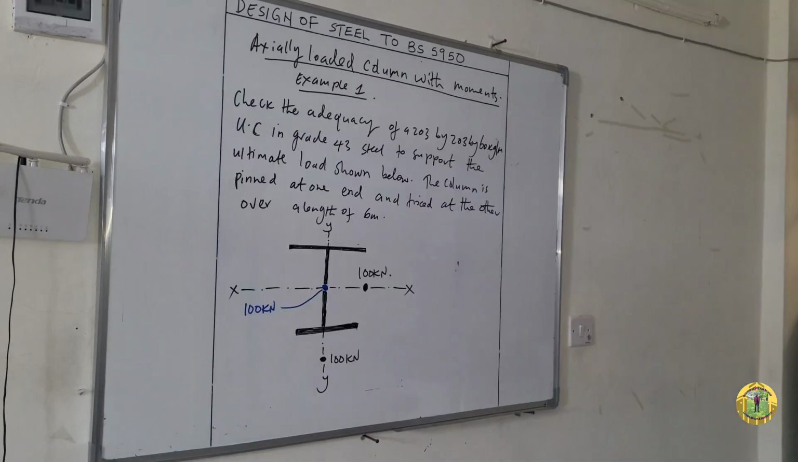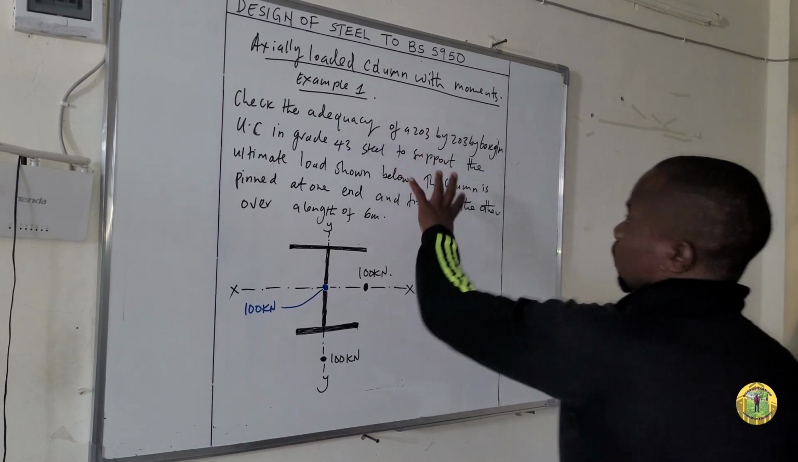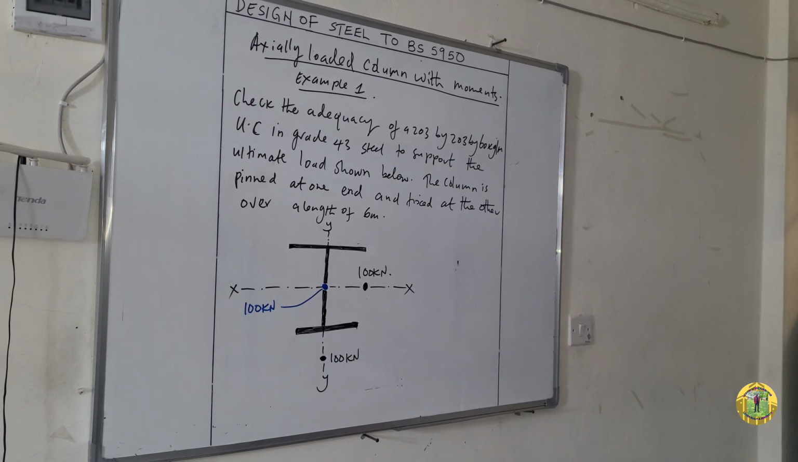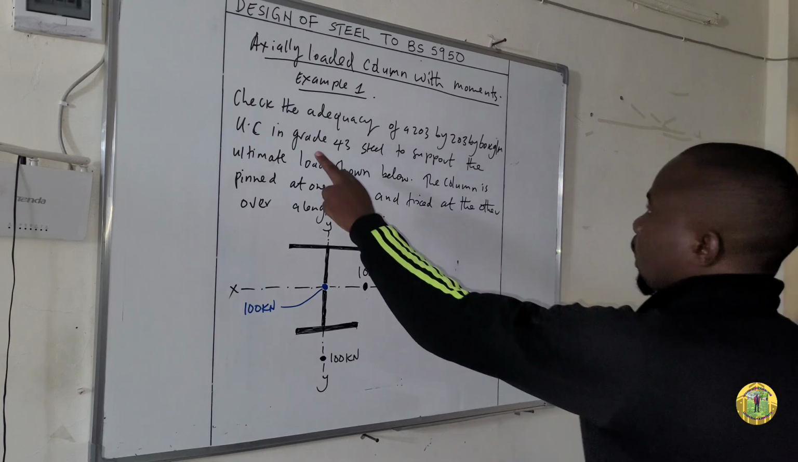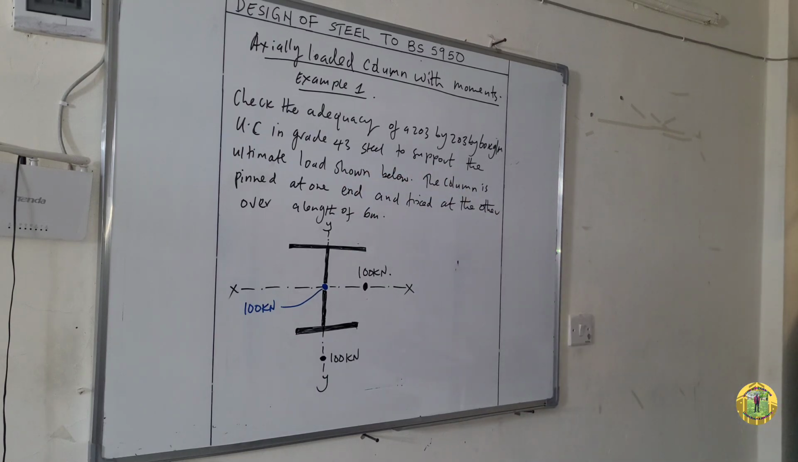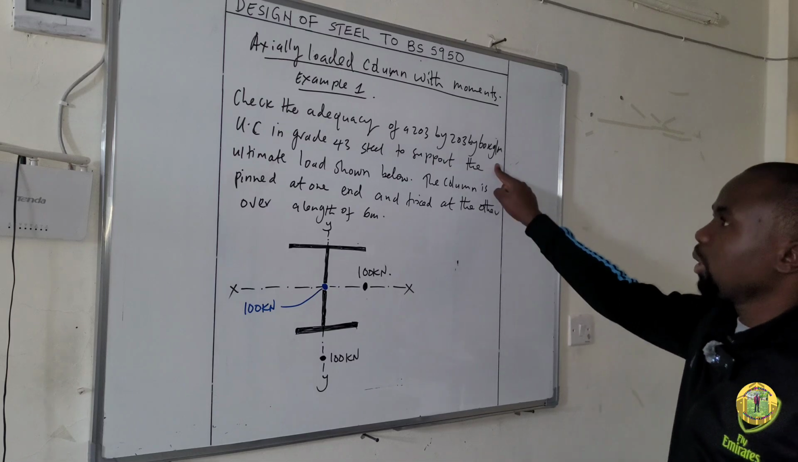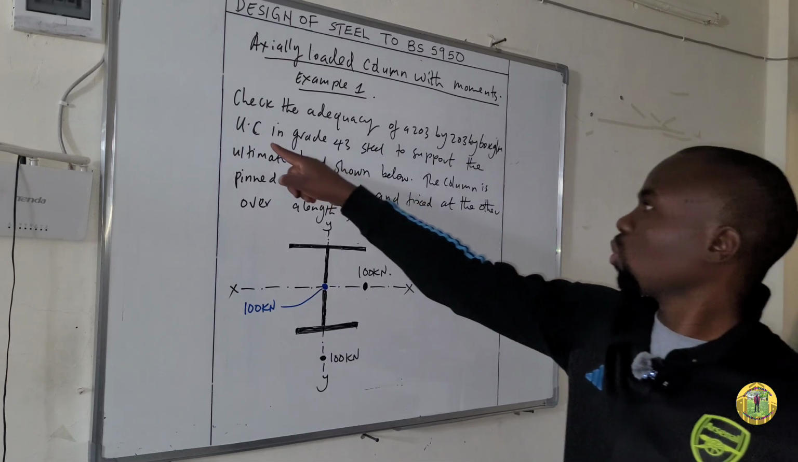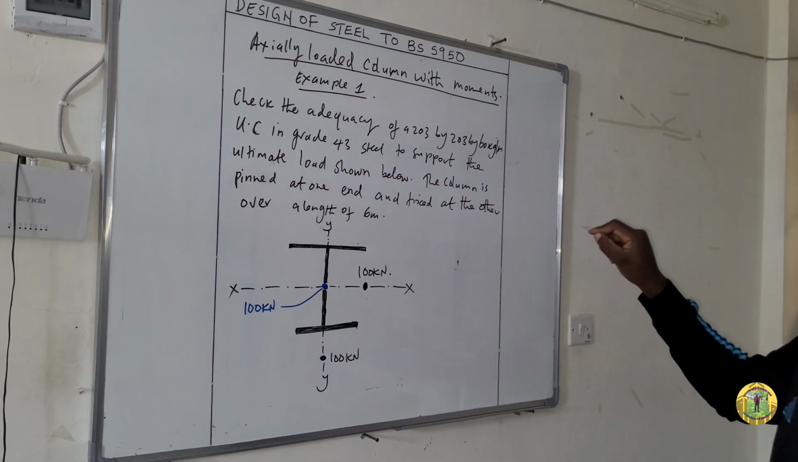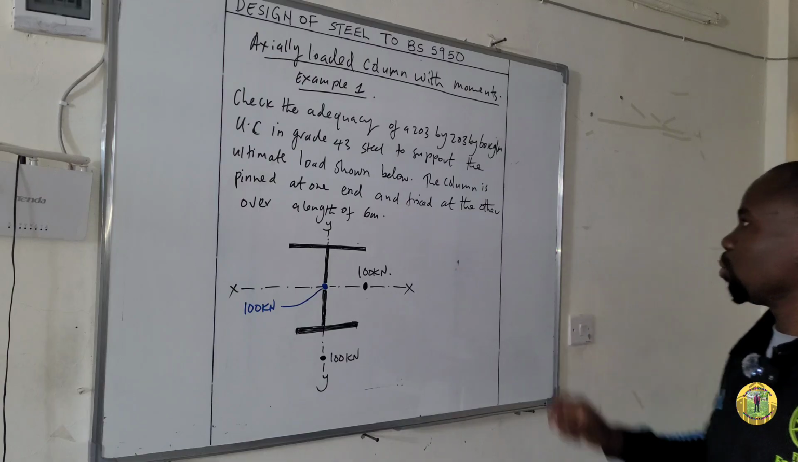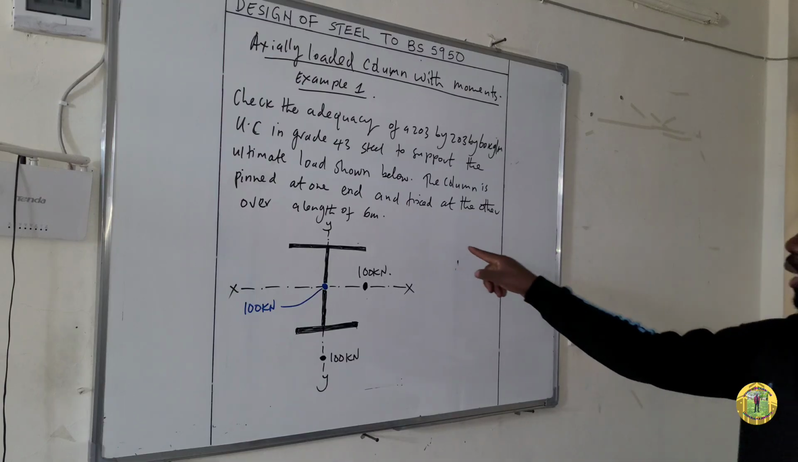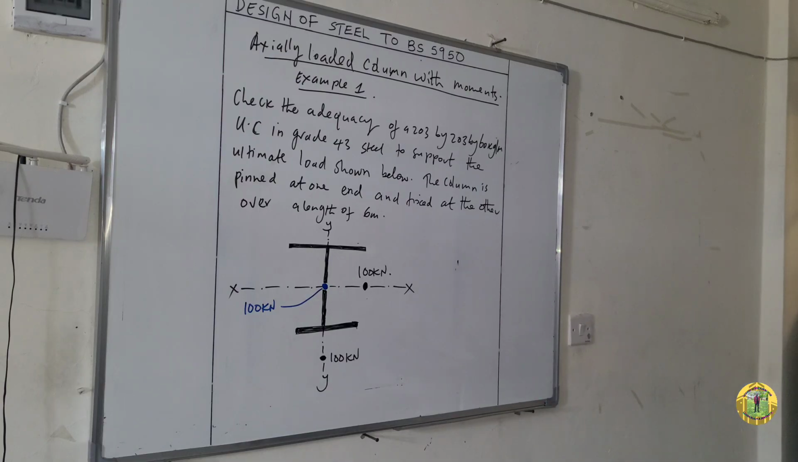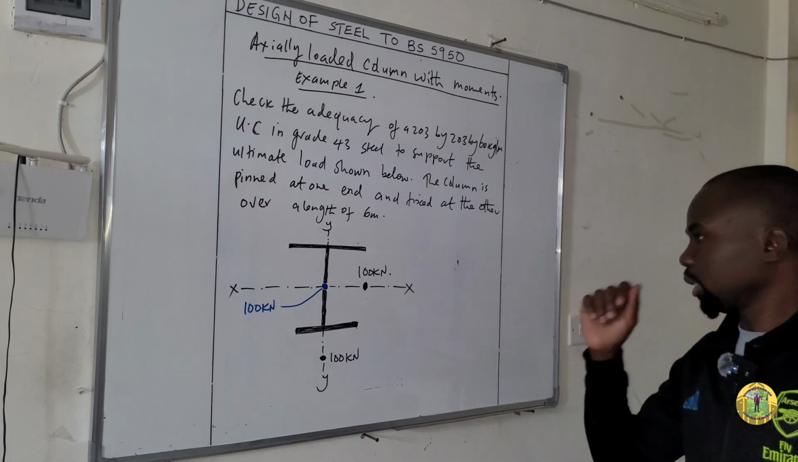Example number 1. The question is on the board and it reads: check the adequacy of a 203 by 203 by 60 kilogram per meter universal column in grade 43 steel to support the ultimate load shown below. The column is pinned at one end and fixed at the other end over a length of 6 meters.